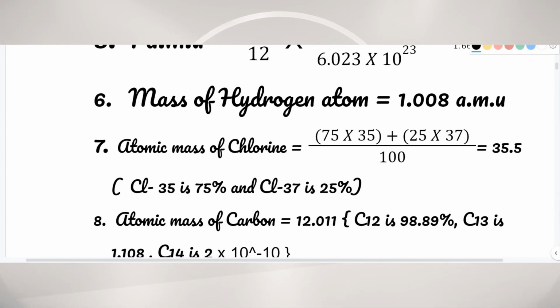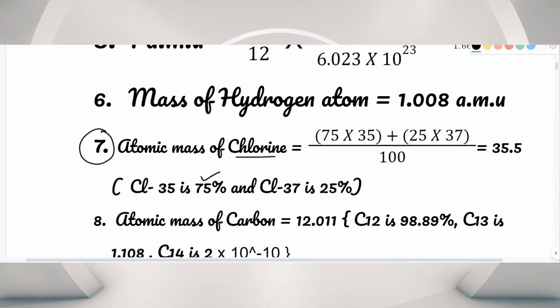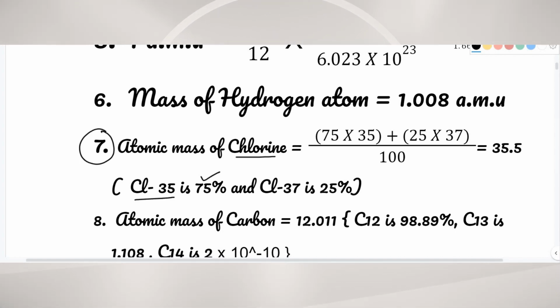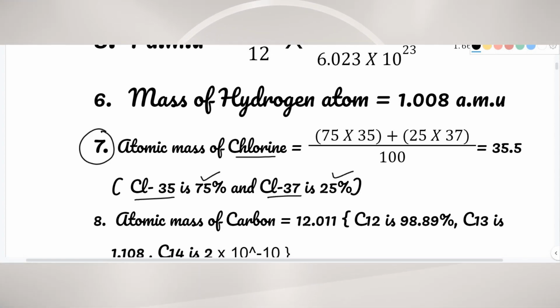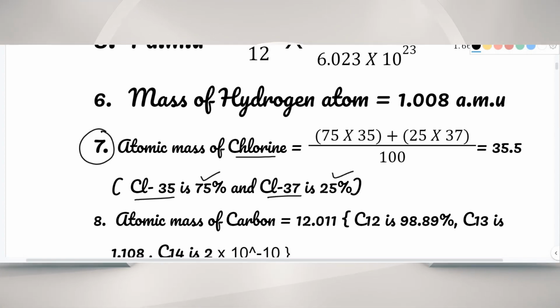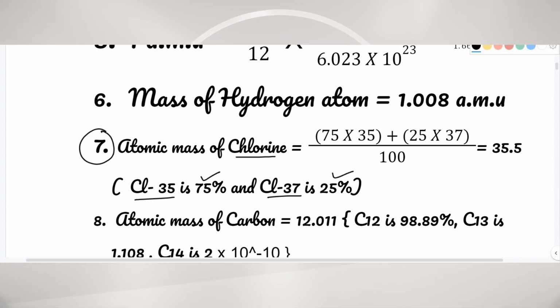Atomic mass unit, you will know, like in the 7th point, you see the mass of chlorine. Chlorine in a sample has 75% of the chlorine-35 isotope and 25% of the chlorine-37 isotope. So what is the atomic mass, meaning the relative atomic mass? Atomic mass or relative atomic mass is always in terms of AMU. Gram atomic mass is in terms of grams.